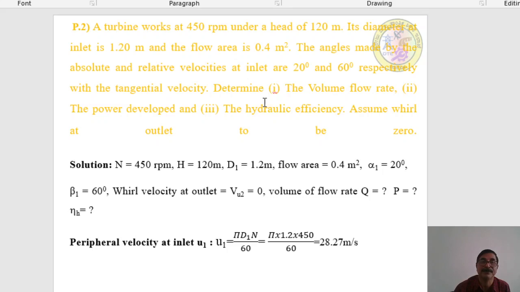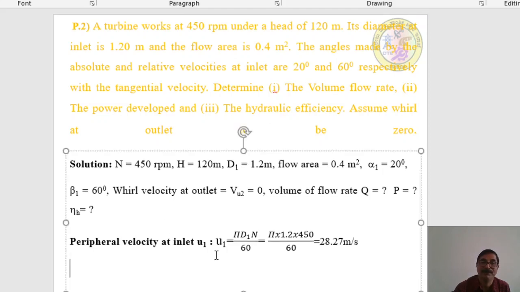Alpha 1 and beta 1 are given. Calculate the volume flow rate, that is Q you have to calculate. Second one is power P you have to calculate. Third one is hydraulic efficiency. Assume that VU2 is equal to 0. Now from the peripheral velocity U1, we know that D1 is given, N we know, calculate U1.